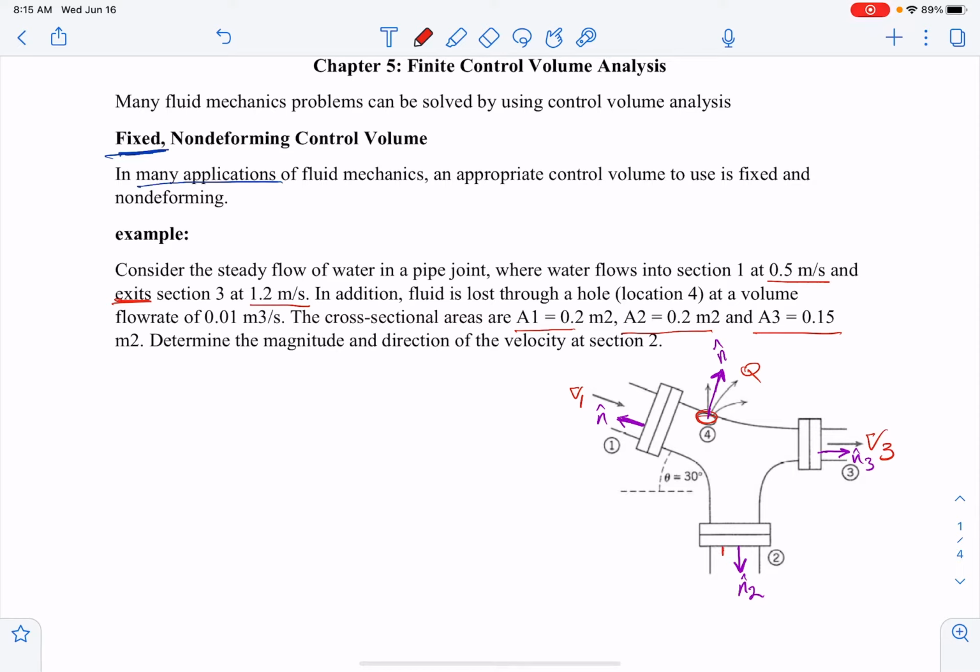Let's also consider the velocity here. Let's say the direction is coming down, and this is V2, but we are not sure about the direction. We just use this direction for now. If the value that we get is positive, it means this guess is right. If it's negative, the guess that the fluid is coming out of section 2 is wrong and it's actually going in. So we assume this direction.